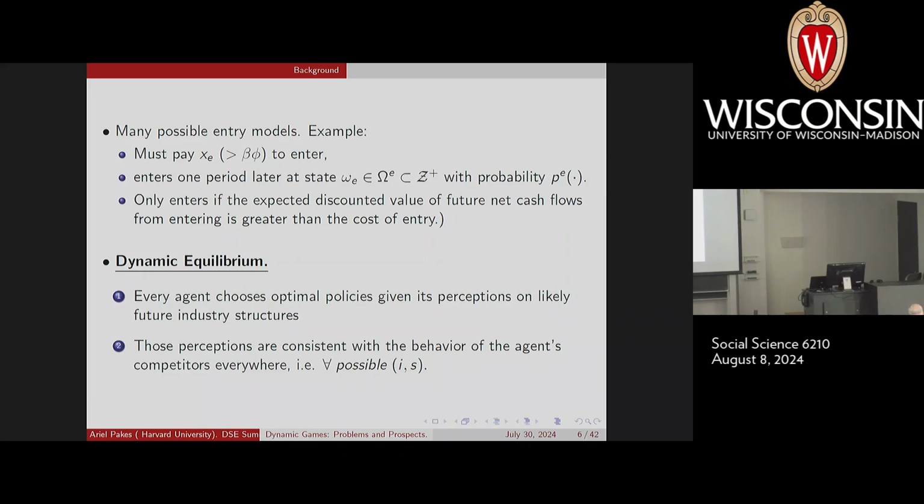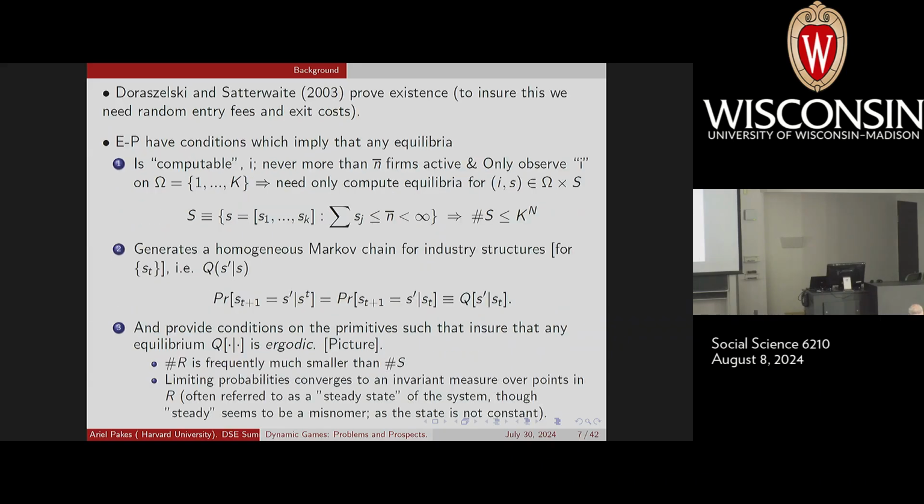So what's a dynamic equilibrium? This is a standard Markov perfect model, only I've made it rich enough so you can take in more of the institutional detail. Every agent chooses an optimal policy given its perceptions on likely future industry structure. So everybody's going to do the best it can. And those perceptions are consistent with the behavior of agents' competitors everywhere, at every point, regardless of whether I've ever been there or not. I know what will happen at those points. So that's the notion of Markov perfect.